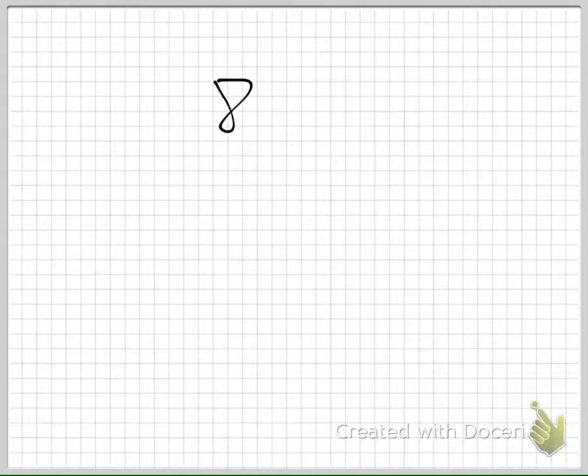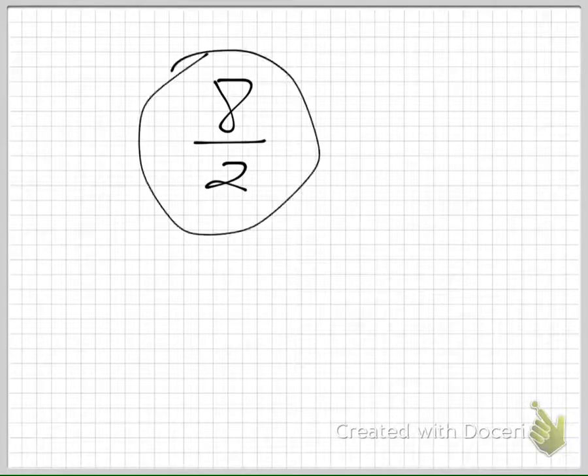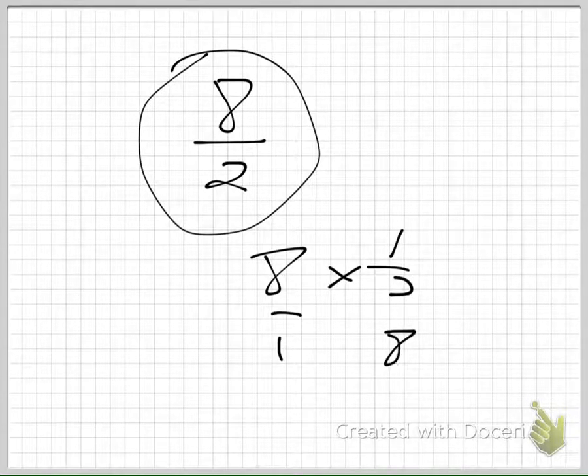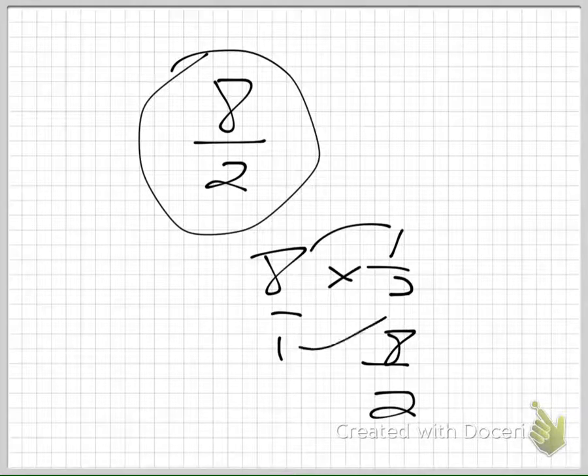If I have 8 and I divide it by 2, how can I turn that into a multiplication problem? Isn't that 8 times 1/2? Instead of divided by 2, it's 8 times 1/2, right? Because 8 times 1/2 is still 8 over 2. Do you see what I'm saying? Right? Okay. As long as you remember that.